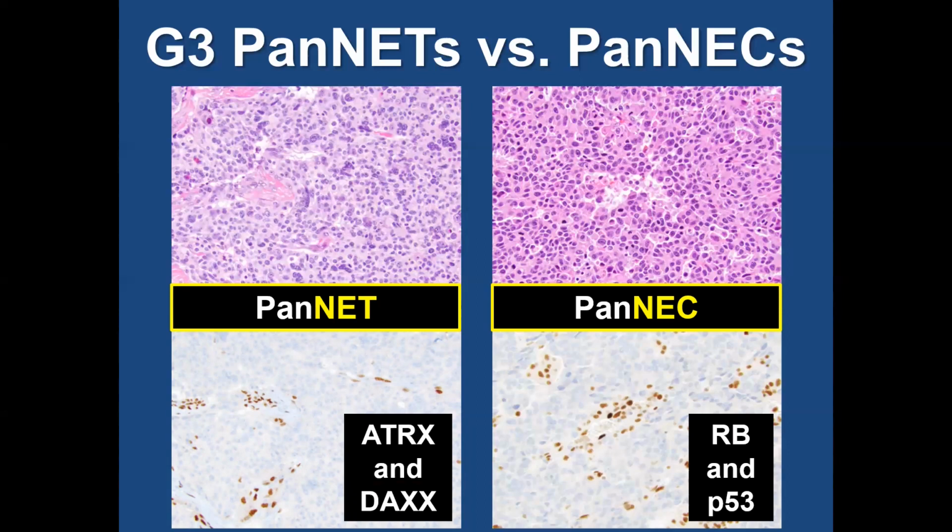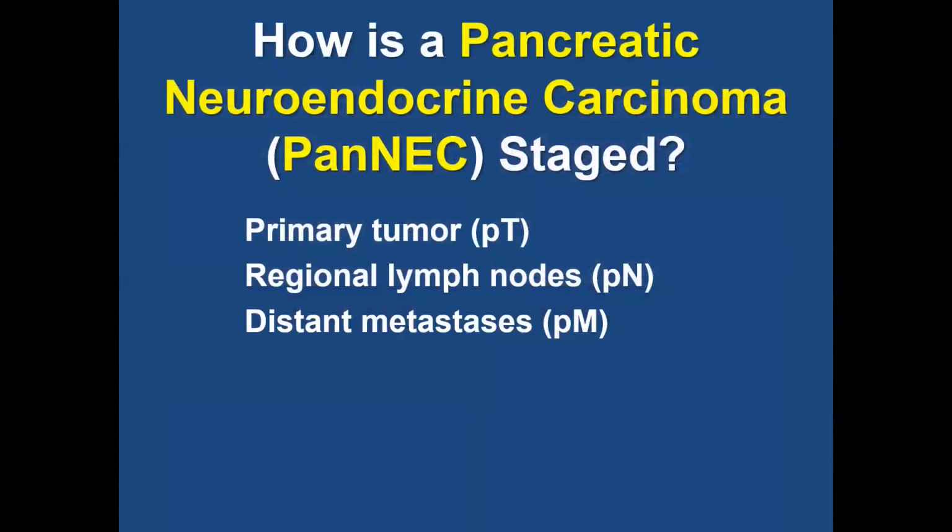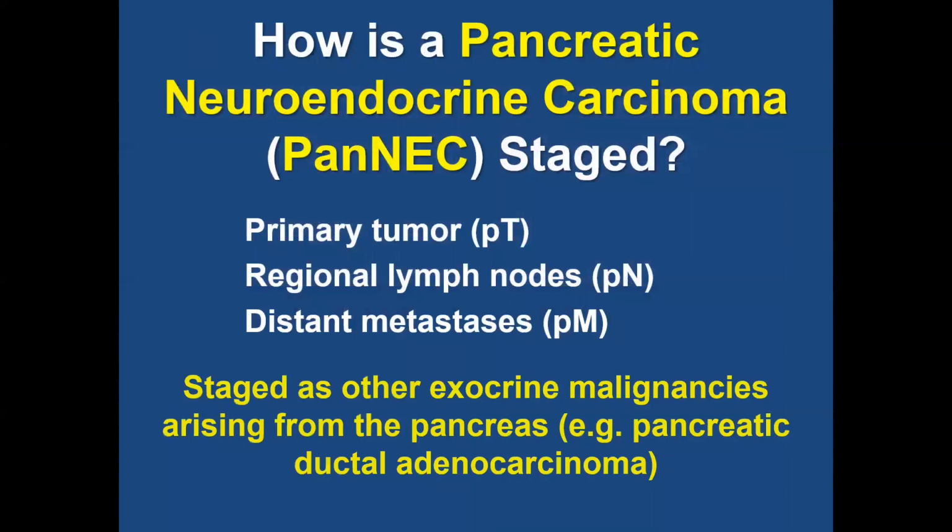Now, that being said, rendering a diagnosis of a well-differentiated pancreatic neuroendocrine tumor or a poorly differentiated pancreatic neuroendocrine carcinoma is really just half the battle. The next step is staging the neoplasm. Poorly differentiated neuroendocrine carcinomas are easy to remember, in my opinion, as they are staged similar to pancreatic ductal adenocarcinoma, as well as other exocrine malignancies of the pancreas like acinar cell carcinoma.